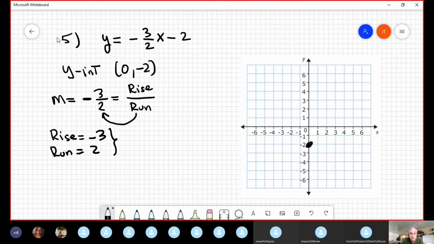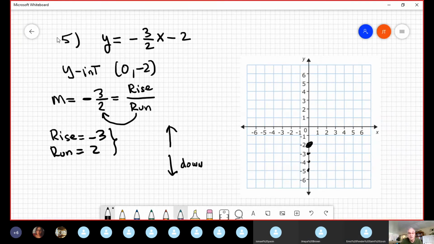And run is always positive by convention, agreement. Entonces, from this point, in what direction do I go? Up or down? Down. How do you know to go down? Because it's negative, it's minus. Well, how many units? 3. There's 1, 2, and 3.